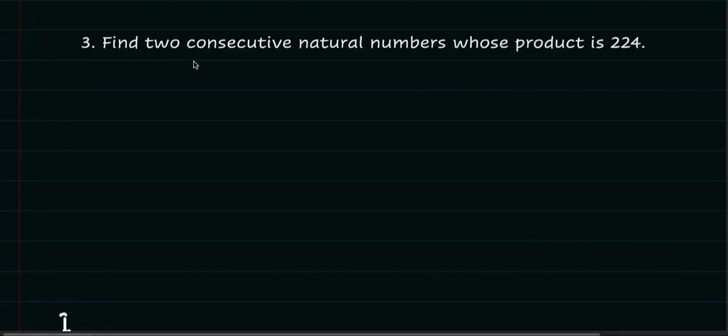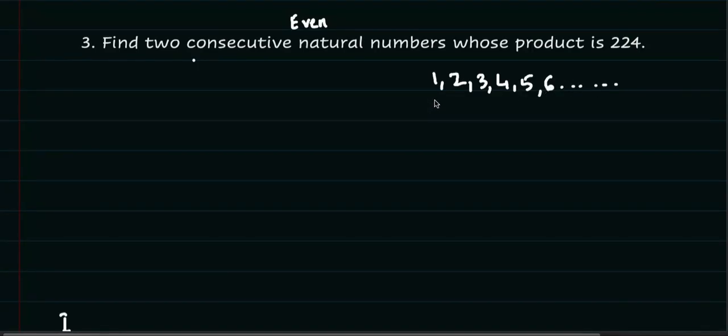Here the wordings are important. Consecutive, natural. Okay. Next problem is find two consecutive even numbers. I guess the question says even. This is missing here. Okay, so what are consecutive numbers? What are consecutive natural numbers? 1, 2, 3, 4, 5, 6, and so on.